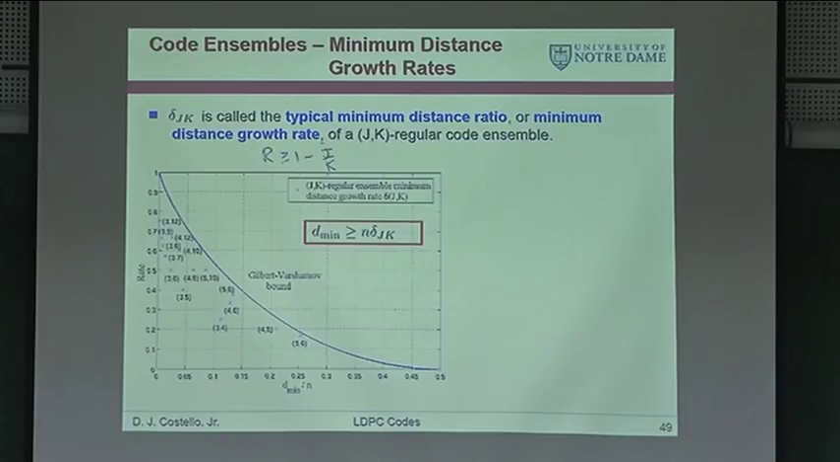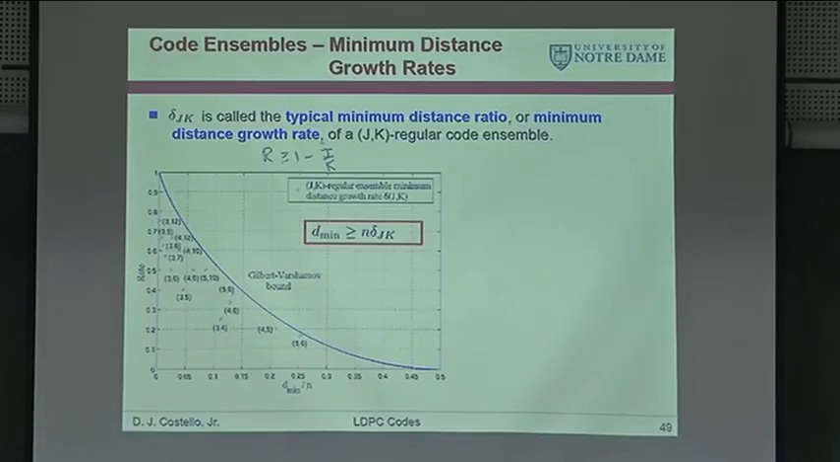Now, if you do the construction to be denser, still rate a half, say 4-8, you get a higher growth rate, up to about 0.06. And if you make it denser yet, say 5-10, you get an even higher growth rate, which is about 0.08. I think this is the question you were asking: you get larger guaranteed minimum distance growth rates with JK ensembles if you make J and K bigger. So that's good. The downside is that the larger J and K are, the more the complexity.